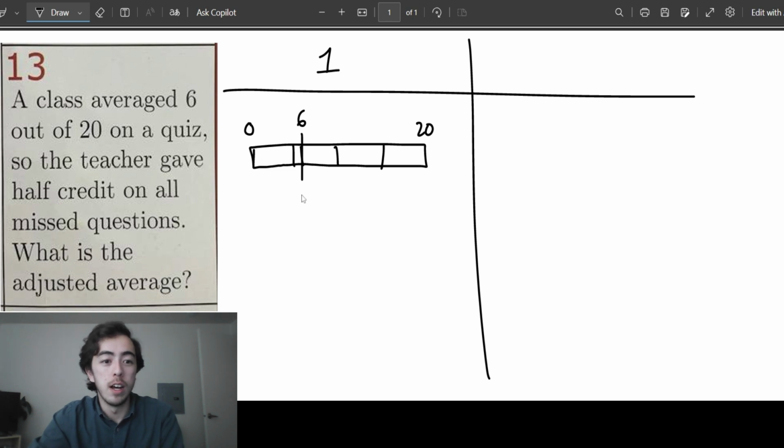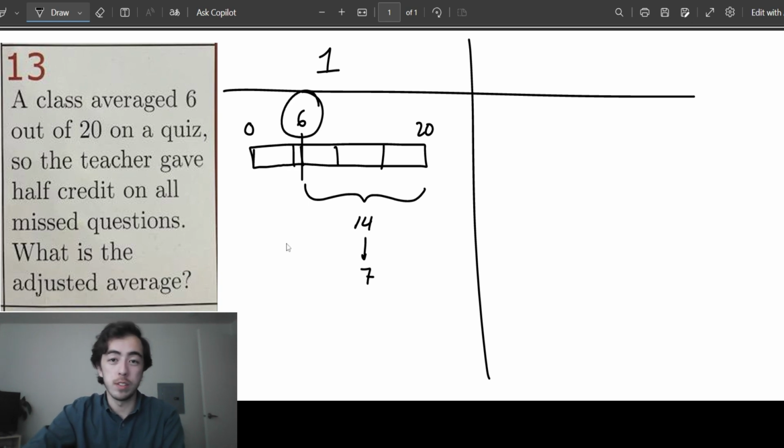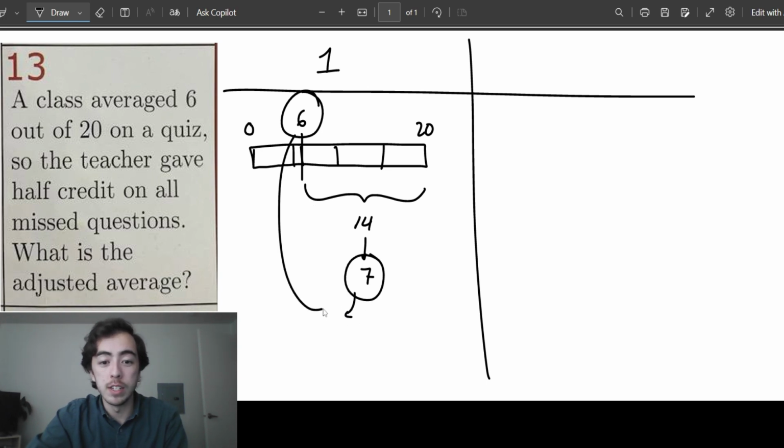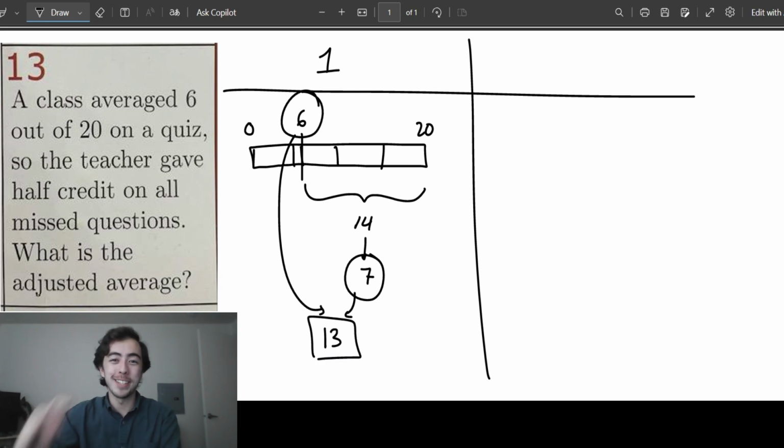And here, if we get half credit on all missed questions, we can look at these ones, which the kid missed. There's 14 of them here. And so if each of these questions gets half credit, then there's 7 points total. So there were 6 points, 6 correct questions already. Adding the 7 additional freebie points, we do get 13. And this right here is a totally acceptable answer to this problem.